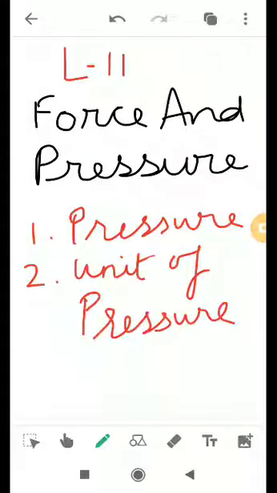Hello students, in the first video of lesson 11 we have done force. Now in this video we will be doing pressure and the units of pressure. Okay, pressure and its units. So let us start.